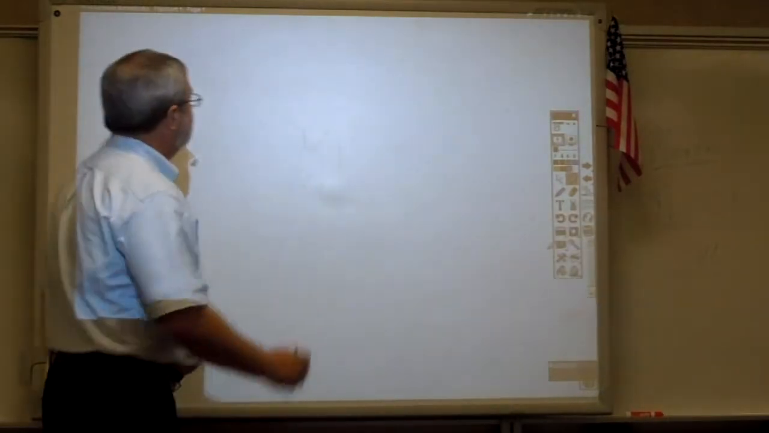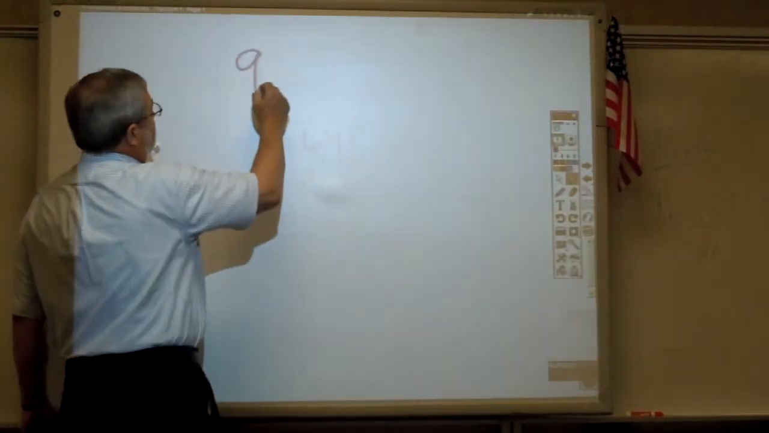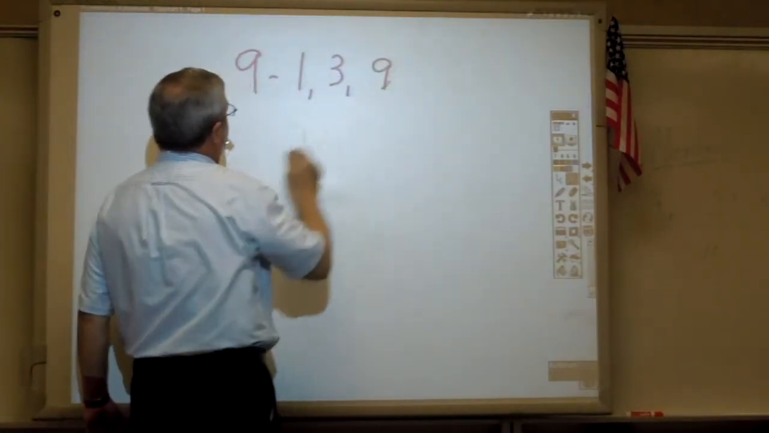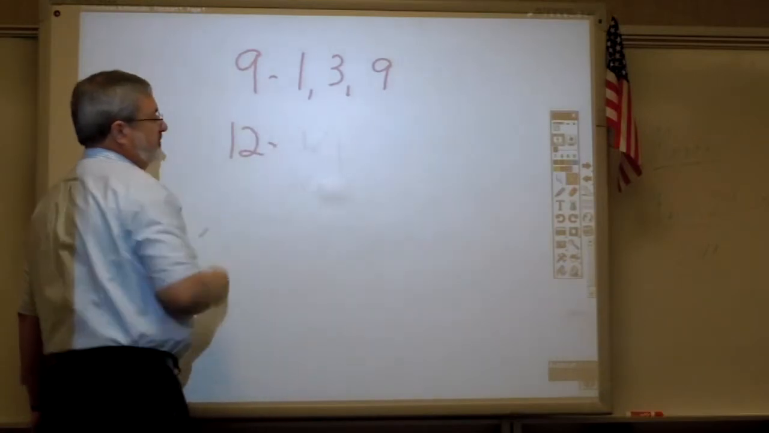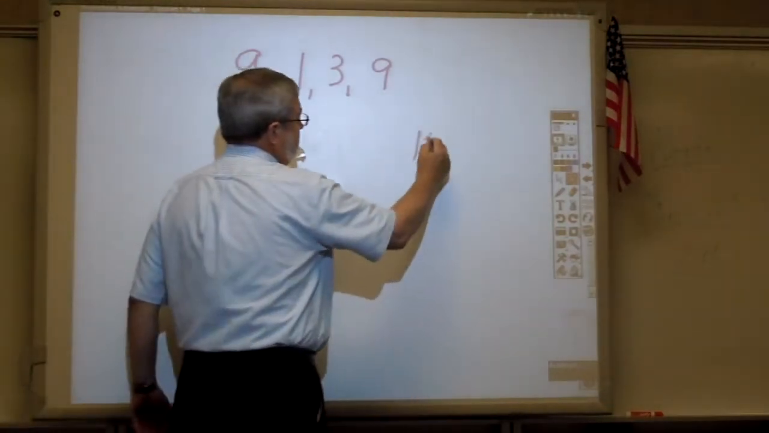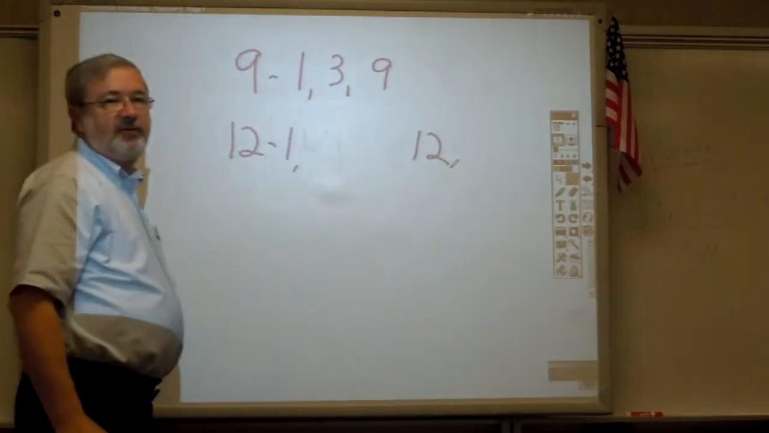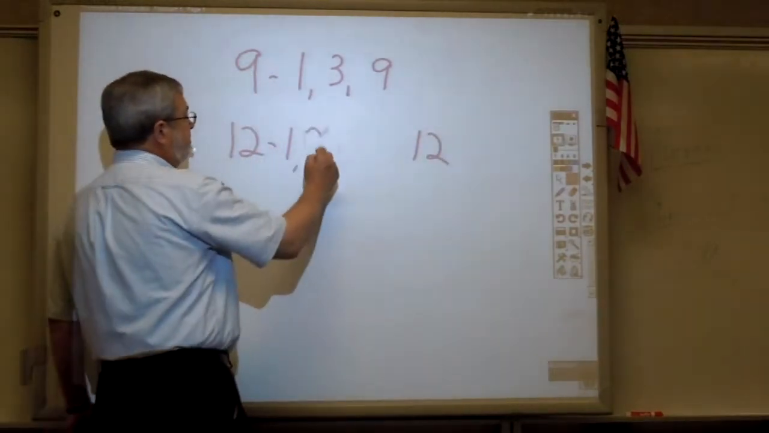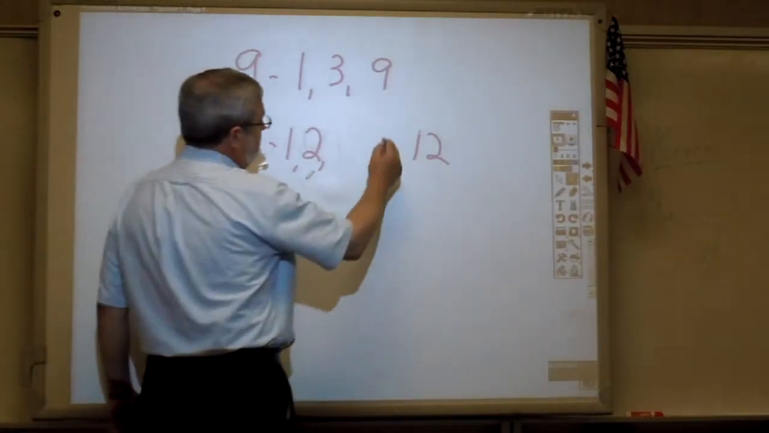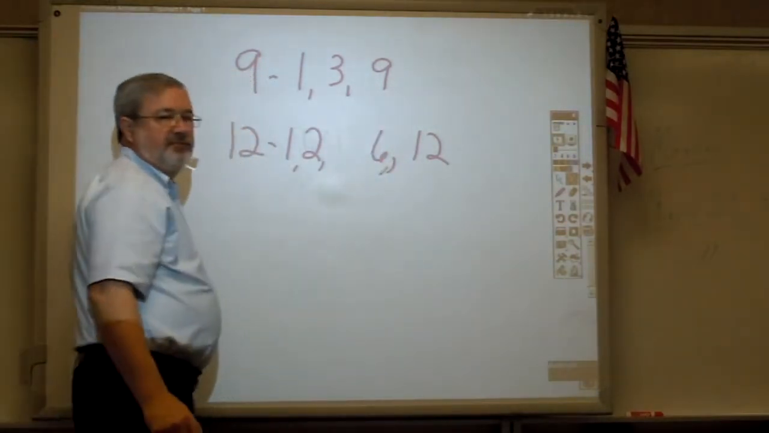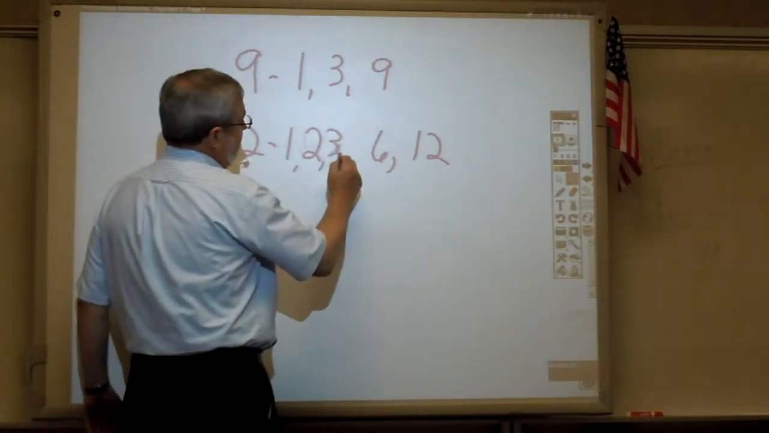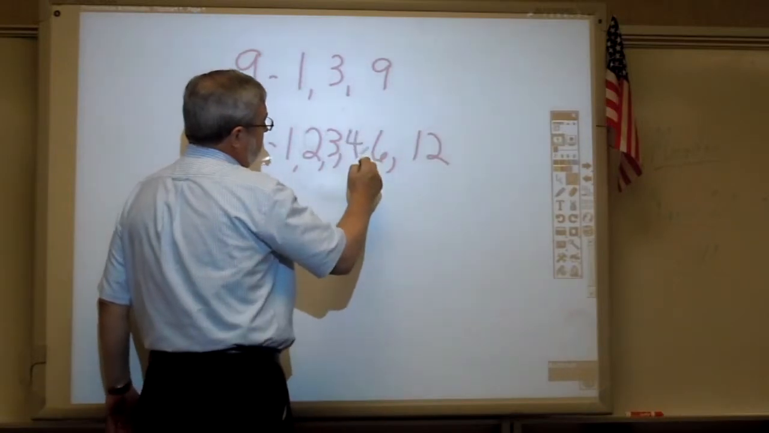Let's try a different one. Let's go back and do 9 once again. We had 1, 3, and 9. That one we know. Let's do 12 this time. 1 is a factor, which means 12 is a factor because it has to have a partner. It's an even number, so 2 must be a factor. But if 2 is a factor, it needs to have a partner. That partner is going to be 6. 3 will also go into 12. But it needs a partner, so that partner is going to be 4.